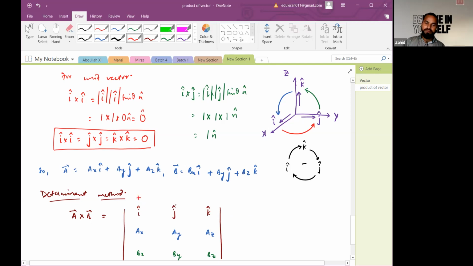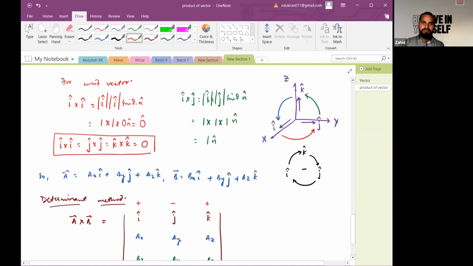For this term, if we define its position, it is in the first row and second column. So it will be 1 plus 2, which is odd, so it will be negative. And similarly the third part, which is in the first row and third column. So 1 plus 3 will be 4, which is again even, so it will be plus. Is it clear?